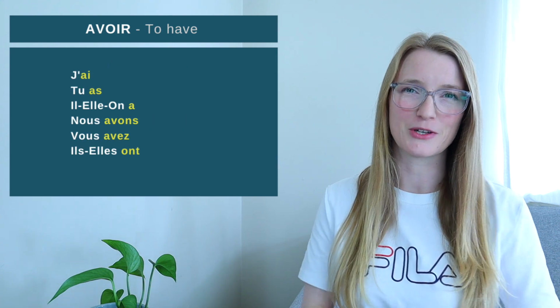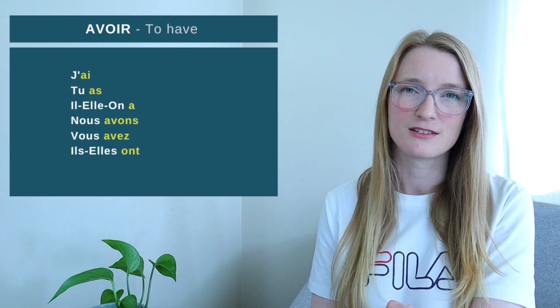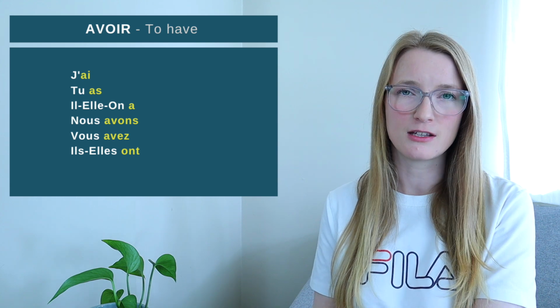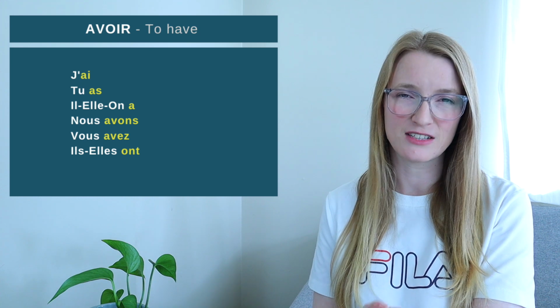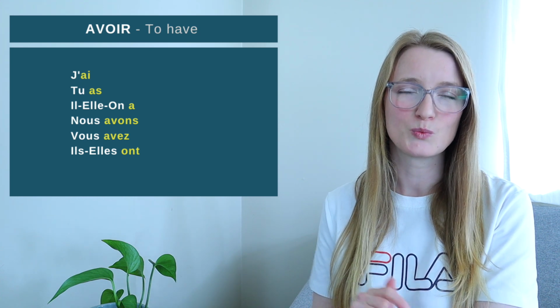Let's review the conjugation quickly. We have j'ai, tu as, il a, elle a, on a, nous avons, vous avez, ils ont, elles ont.